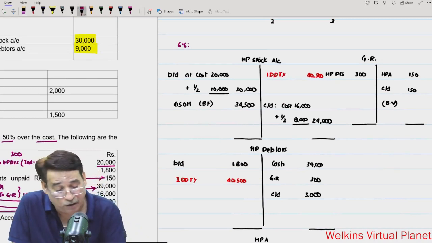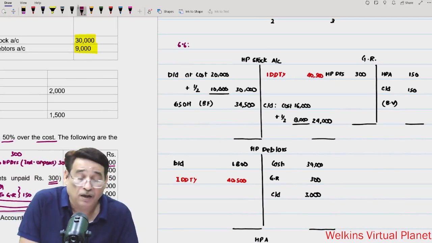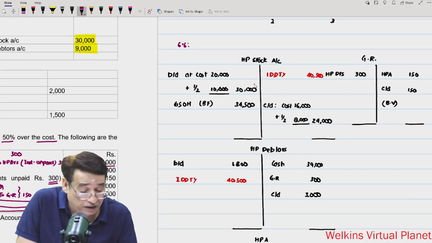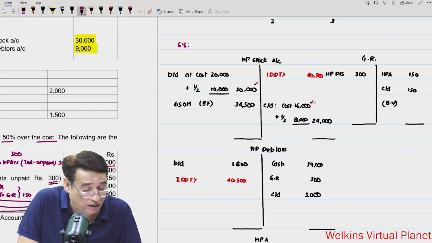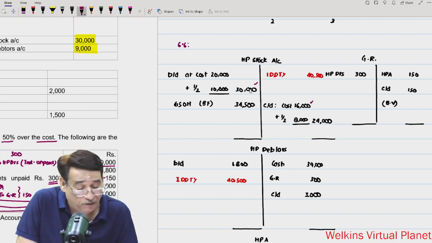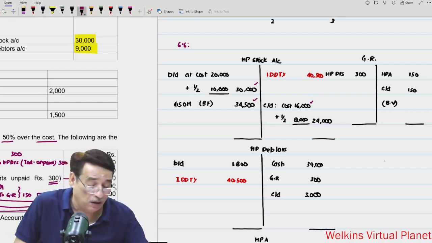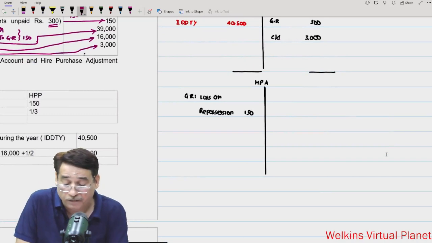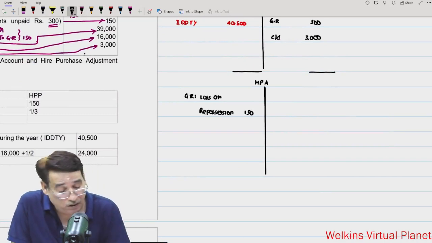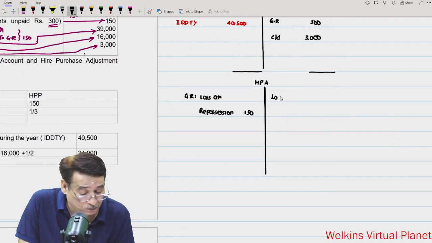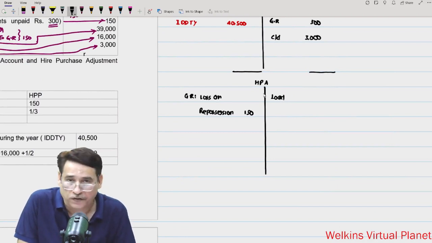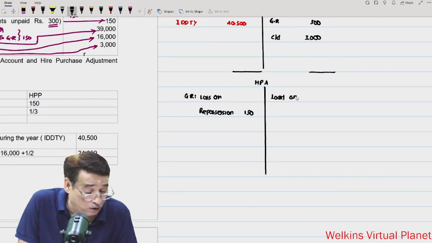In order to find out the profit through the hire purchase system, I will have to prepare the hire purchase adjustment account wherein I will have to write the loading. I am already having the loaded portion. I will have to write the loading of opening stock, closing stock and goods sold on hire. That's all. So I will write here loading portions now. Loading or stock reserve also you can write. Loading on opening stock of hire purchase stock account.